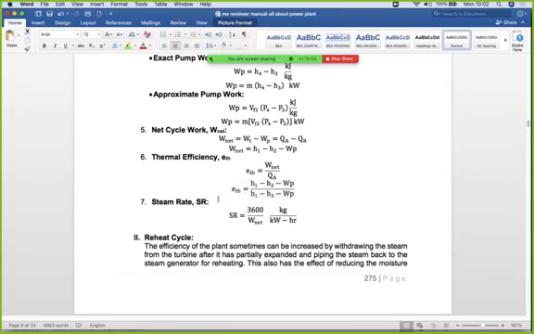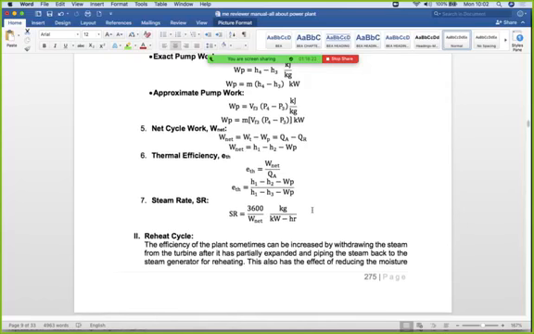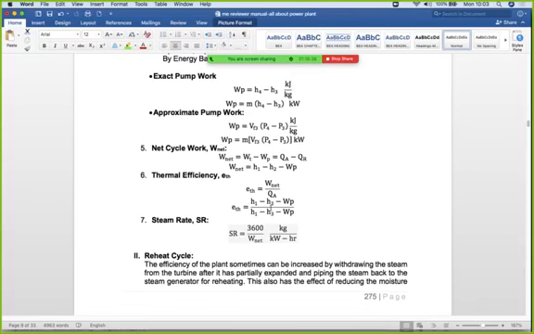Again, with regards to the steam rate. Aside from the steam rate, we have the heat rate. So the steam rate is equivalent to kilogram per kilowatt hour. So the steam rate is not about kilogram per hour. Just like the fuel rate, you have the fuel rate in terms of kilogram per hour, but steam rate is not the same. You have kilogram per kilowatt hour. That is 3,600 over the net work. What is the net work? QE minus QR.